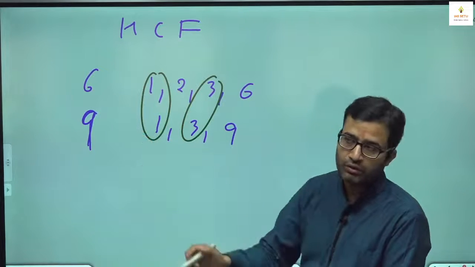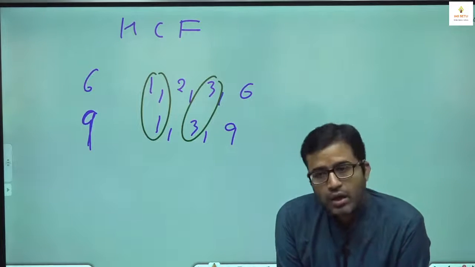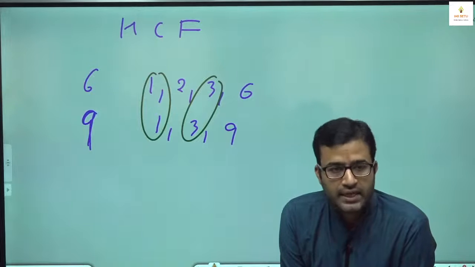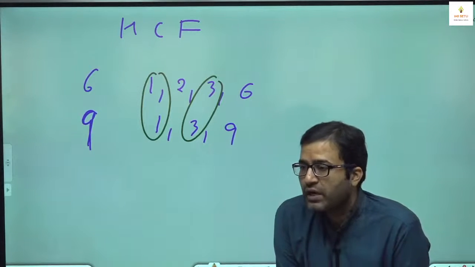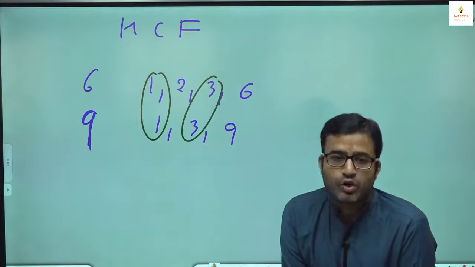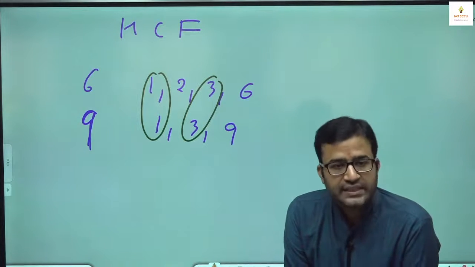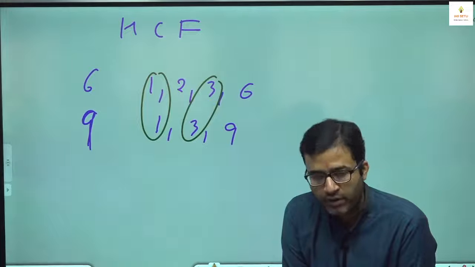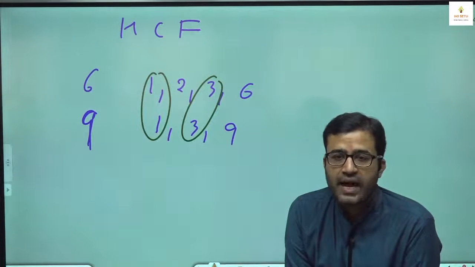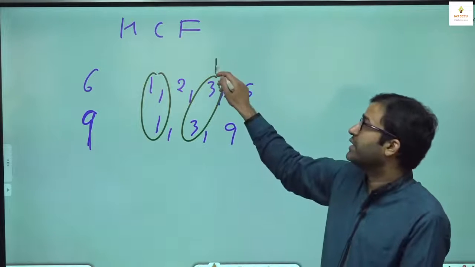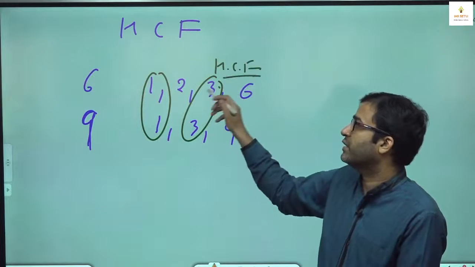1 is also there. Don't ignore 1. 1 is also common. 1 is common in all the numbers. That is a different case, but 1 is common. Out of these 1 and 3, which one is the highest common factor? Definition clear है. आपने factor लेने हैं, common factor लेने हैं. Common factor में जो सबसे बड़ा है, that is HCF. So here 3 is the highest common factor of 6 and 9.